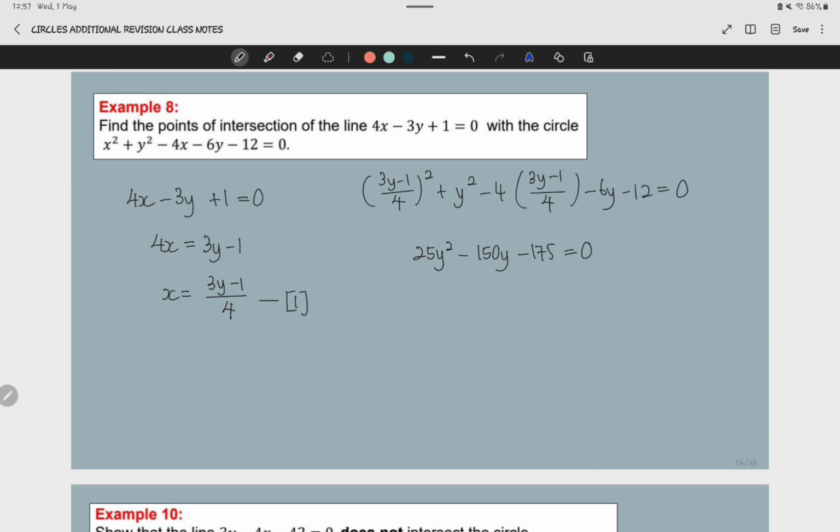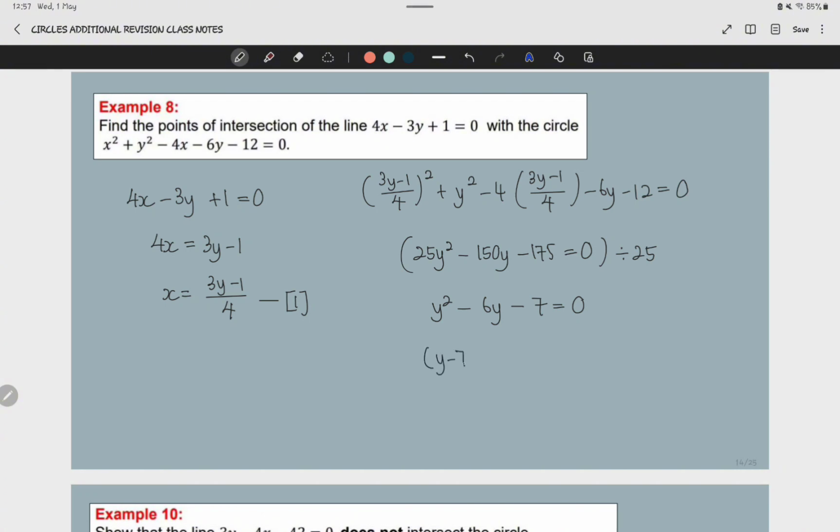Alright, then here as usual, you can simplify it first. You divide everything by 25 so that you get y squared minus 6y minus 7 equals 0. From here, you are going to substitute again into your calculator.